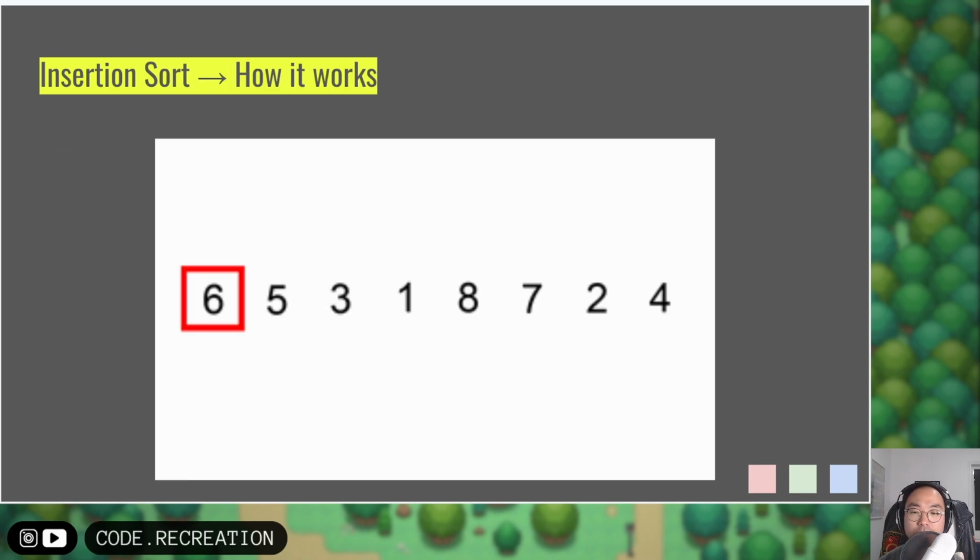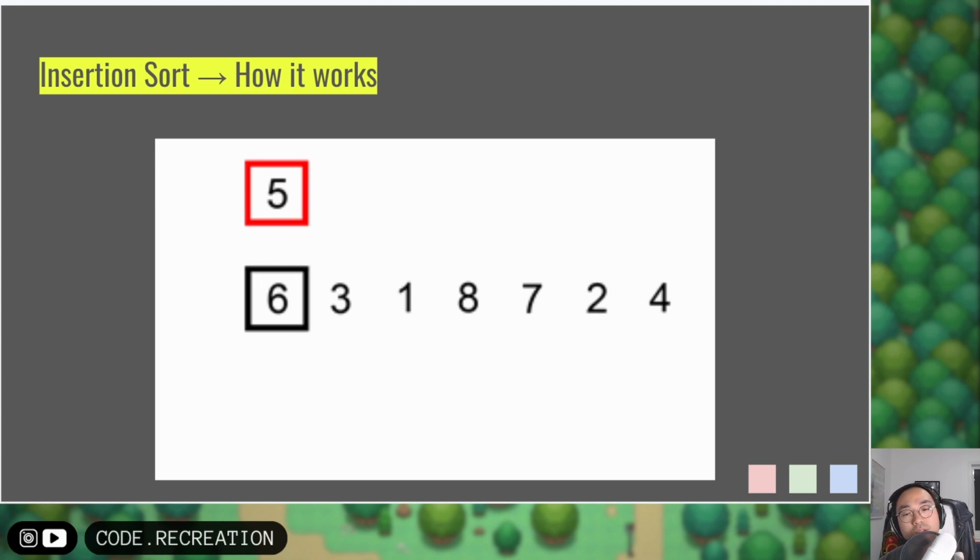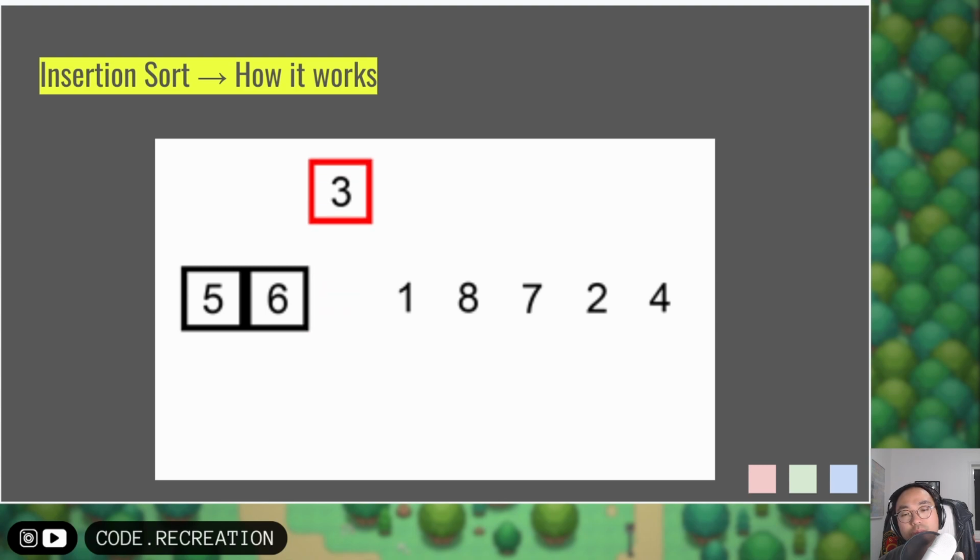So in this situation here, 6 is considered to be sorted. 5 is going to move because it's not in its sorted place. So we're going to swap it with 6 right there. And then we have 3. 3 is less than 6, but it's also less than 5. So we're going to put it in its proper location. And now we have a sorted list of 3, 5, 6.